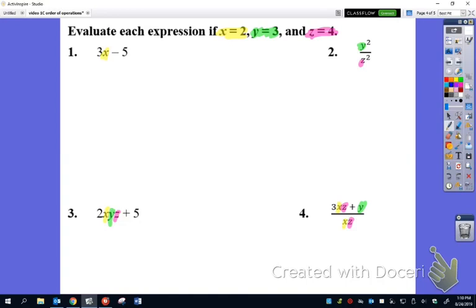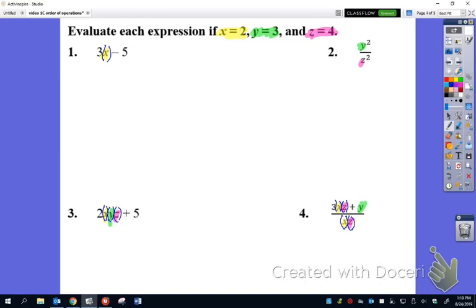Now the other thing that I want you to remember, anytime you see a number next to a variable, it means multiply. So we're going to put parentheses right there so that we remember I have to multiply. So wherever you see variables right next to each other, go ahead and put parentheses. Anytime you see variables next to each other, you put parentheses. All right? So now we're ready to go.